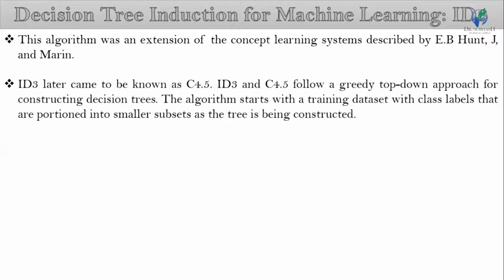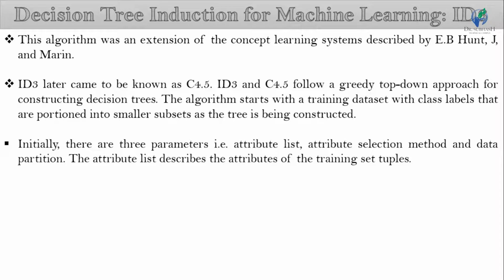ID3 later came to be known as C4.5. ID3 and C4.5 follow a greedy top-down approach for constructing a decision tree. The algorithm starts with the training dataset with class labels that are partitioned into smaller subsets as the tree is being constructed. For that, there are three parameters: attribute list, attribute selection method, and data partition.